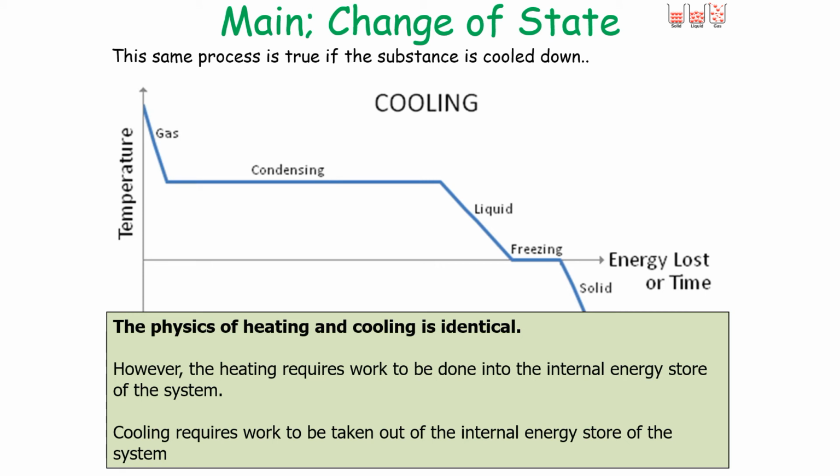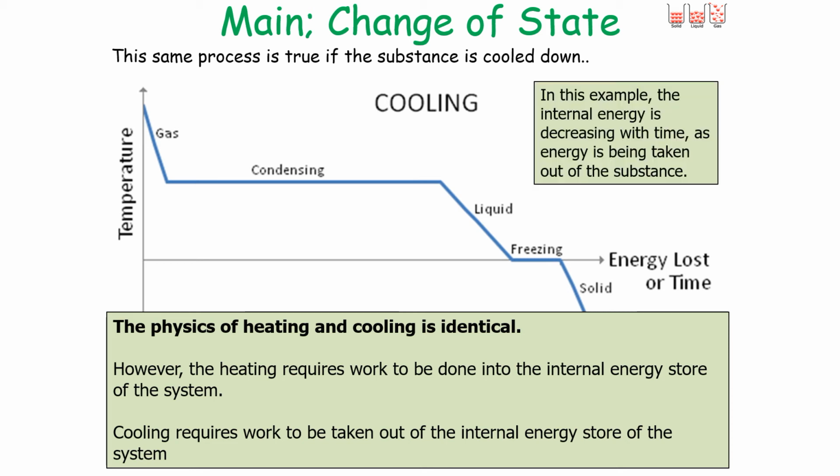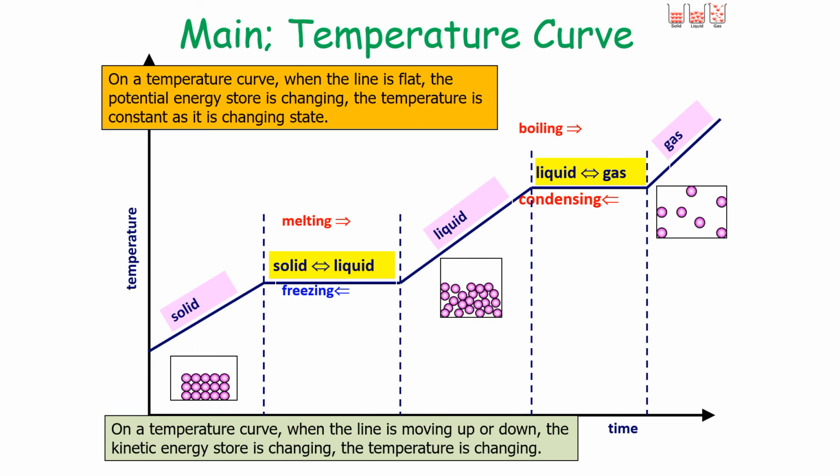Now just to note, the physics of heating and cooling is identical. However, heating requires work to be put into the internal energy store of a system to increase it, whilst cooling requires work to be taken out of the internal energy store of the system, decreasing it. Now in this example, the internal energy is decreasing with time as energy is being taken out of a substance. It is a cooling curve. Now like I mentioned before, on a temperature curve, when the line is flat, it's the potential energy store that is changing. The temperature is constant as it is changing state. But on a temperature curve, when the line is moving up or down, the kinetic energy store is changing because the temperature is changing.